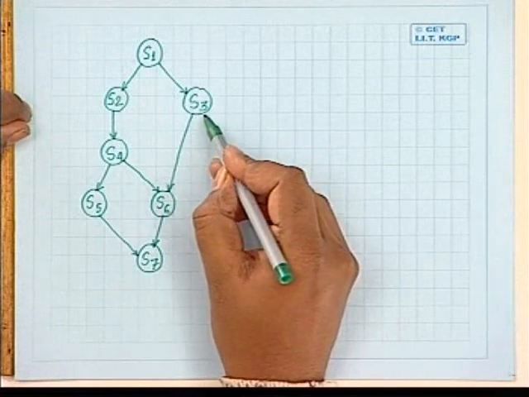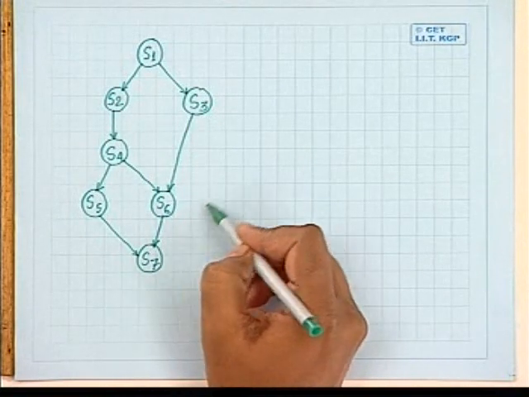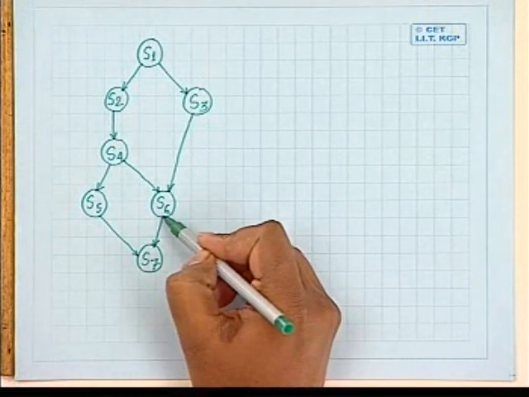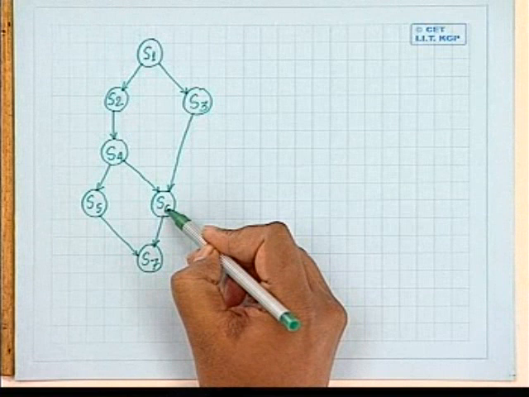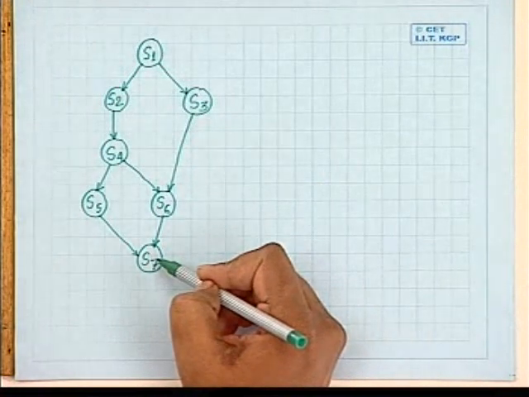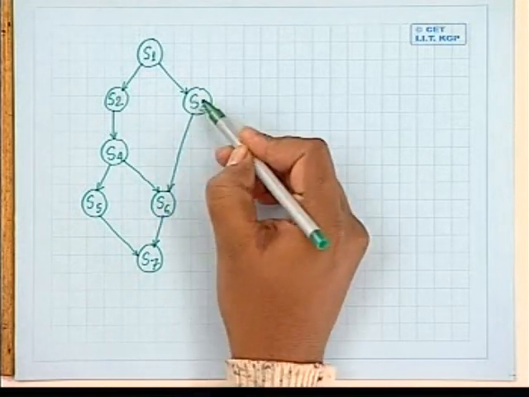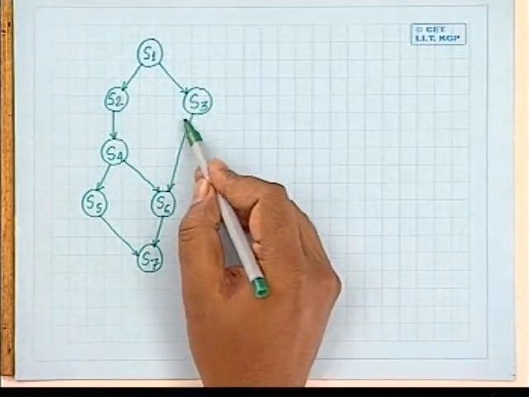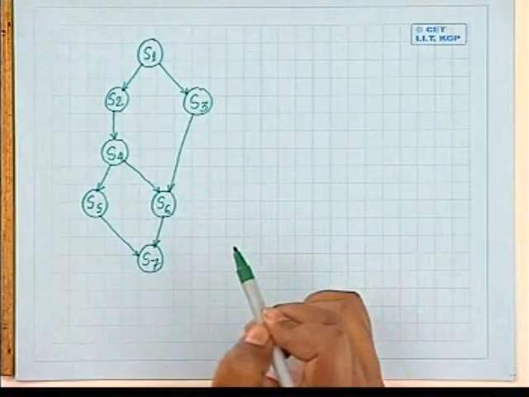Now with this, even if I have a directed edge from S3 to S7, that does not change the nature of this precedence graph, because that becomes redundant. Since S7 depends upon S6, that is, S7 cannot be executed unless S6 is complete, and S6 cannot be executed unless S3 is complete, so obviously S7 depends upon S3. So this directed edge will be redundant. This is an additional precedence relation that I have put, that S6 also depends upon S3.